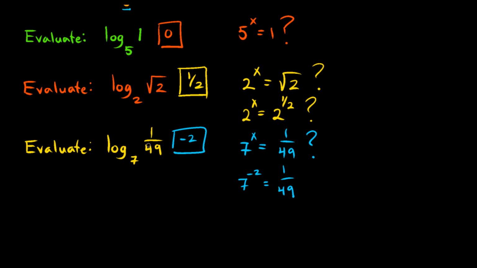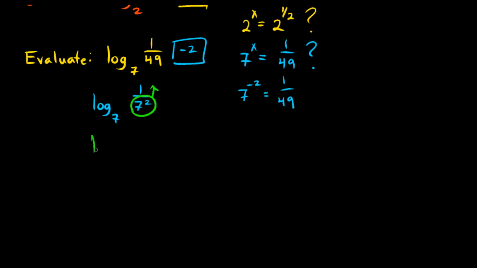And another way to look at it is that 49 is 7 squared. And if I move 7 squared up to the numerator, it changes the sign of the value. So for example, let me write it out like this. 1 over 49 is the same as 1 over 7 squared. If I take the 7 squared and I move it up, it becomes 7 to the negative 2. So 7 to what power is 7 to the negative 2? It's negative 2.